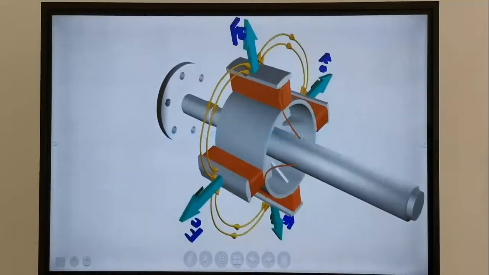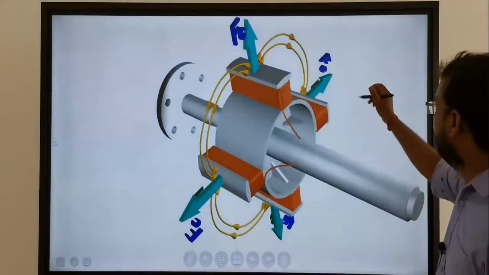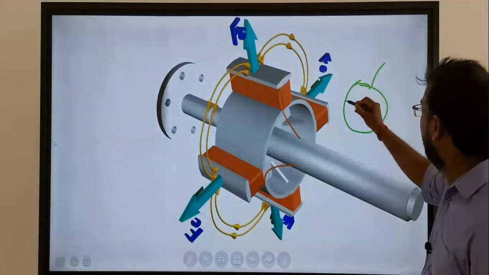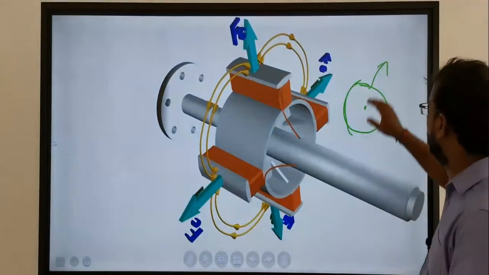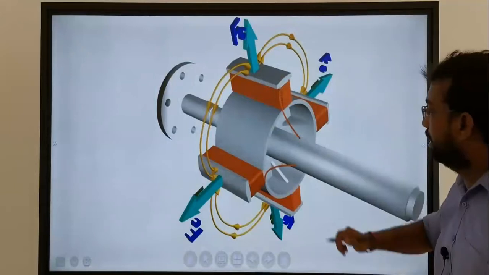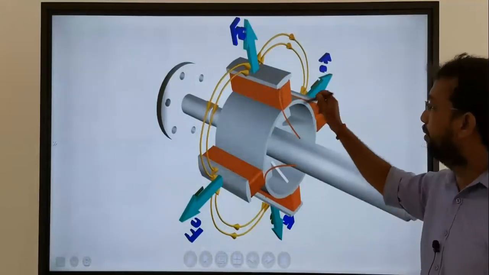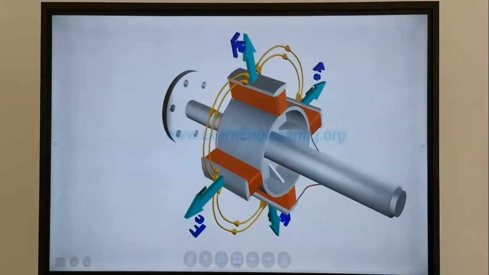okay, another thing, if we rotate at high speed, what will happen? The centrifugal force, you know, in a circle, if you travel in that circle, there is a force applied outward, that is called centrifugal force. So because of this centrifugal force when it rotates very fast, the durability of this rotor is reduced. However, we cannot run this rotor at high speed.